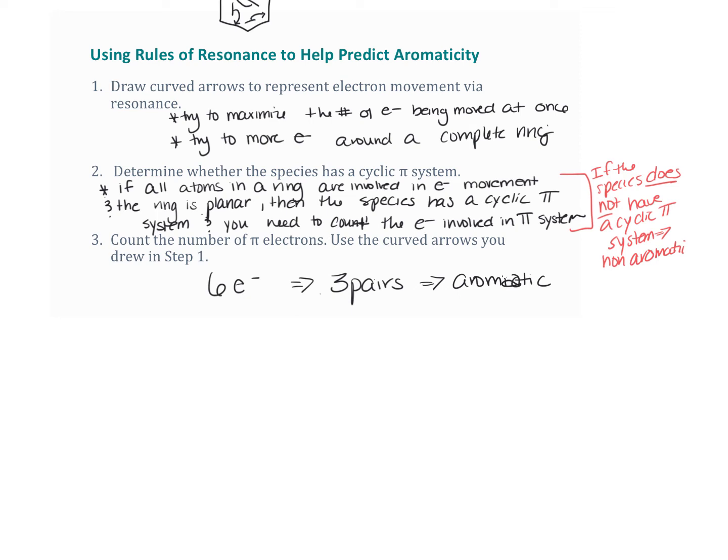aromatic. If the curved arrows correspond to an anti-Huckel number of electrons, which is an even number, then it's anti-aromatic. Otherwise, right, the species is non-aromatic. And that case specifically would deal with unpaired electrons, which if you took an advanced organic class, that's where we would talk about the unpaired electrons.